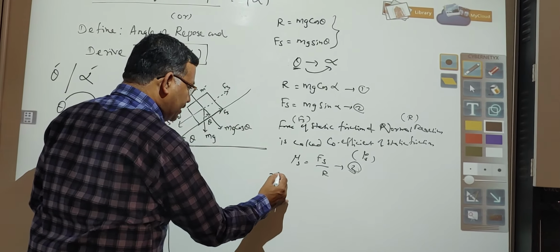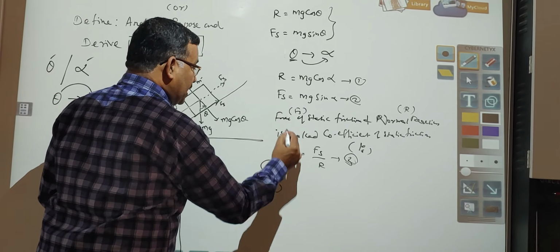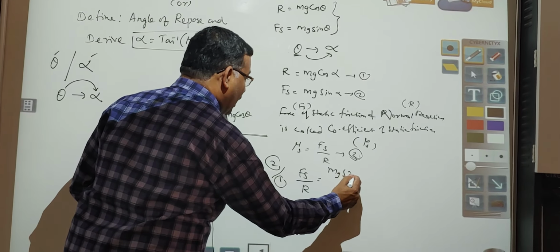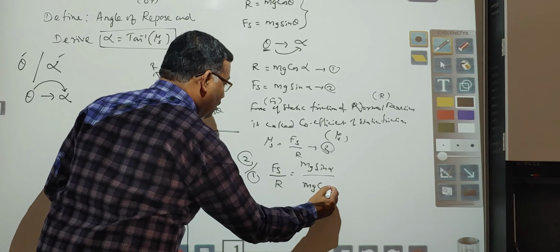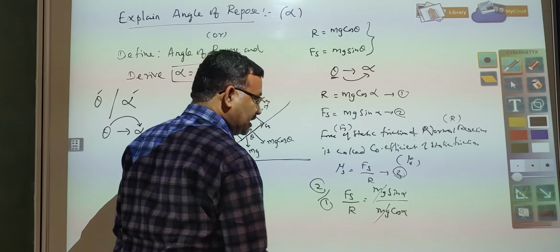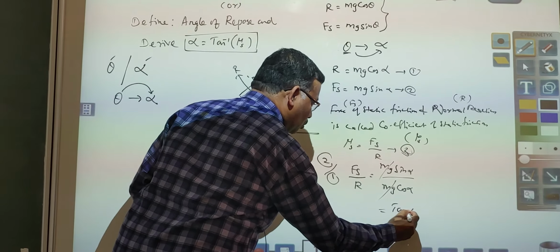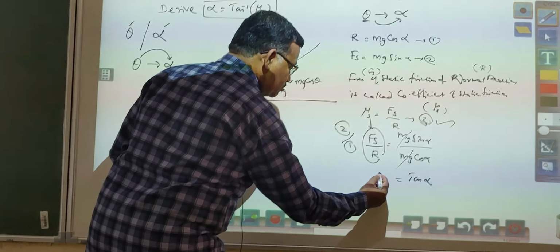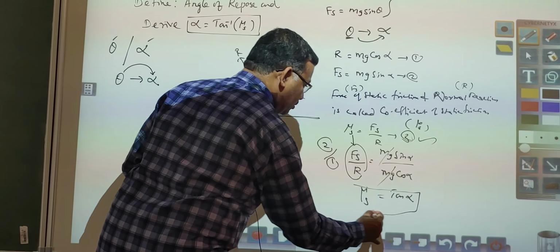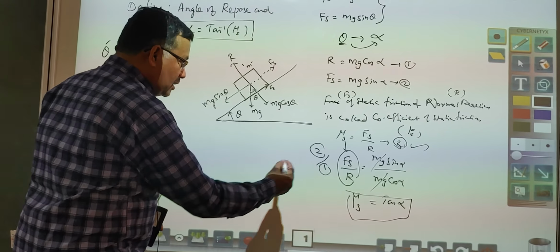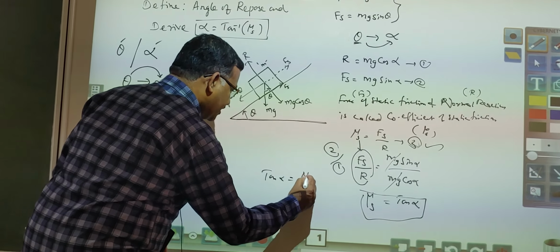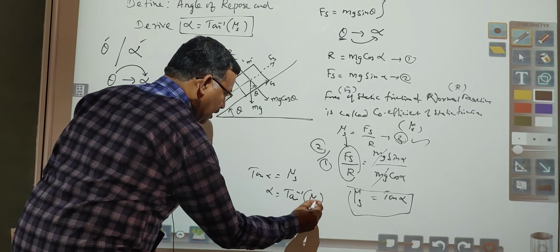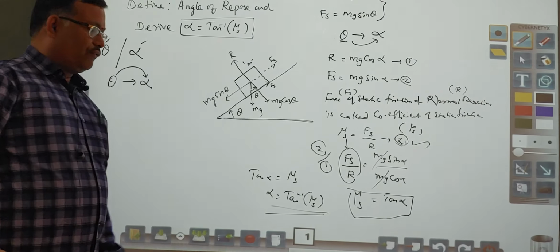Suppose I divide equation 2 by equation 1. What happens? Left side, Fs by R. Right side, mg sin alpha by mg cos alpha. Mg gets cancelled. Sin by cos is tan alpha. Fs by R, from equation 3, is nothing but mu s. So mu s is equal to tan alpha. Otherwise, tan alpha is equal to mu s. Alpha is equal to, when it comes to that side, tan inverse of mu s. So we got the final expression.